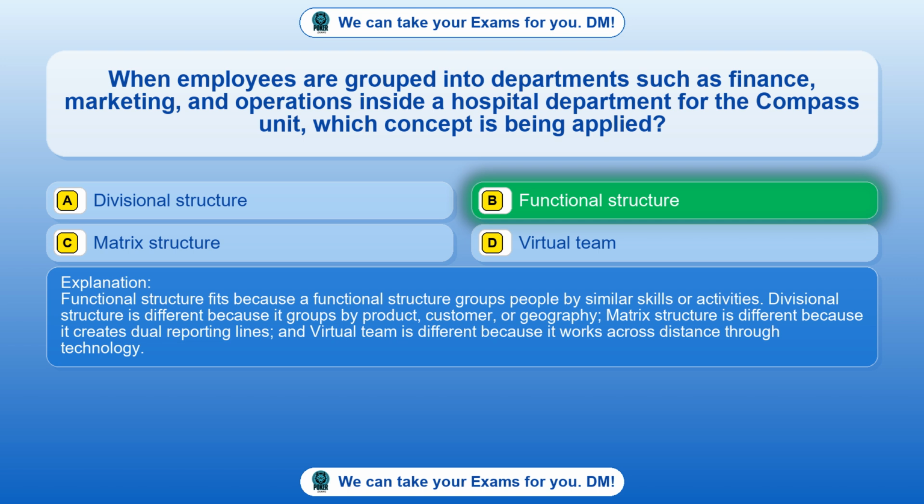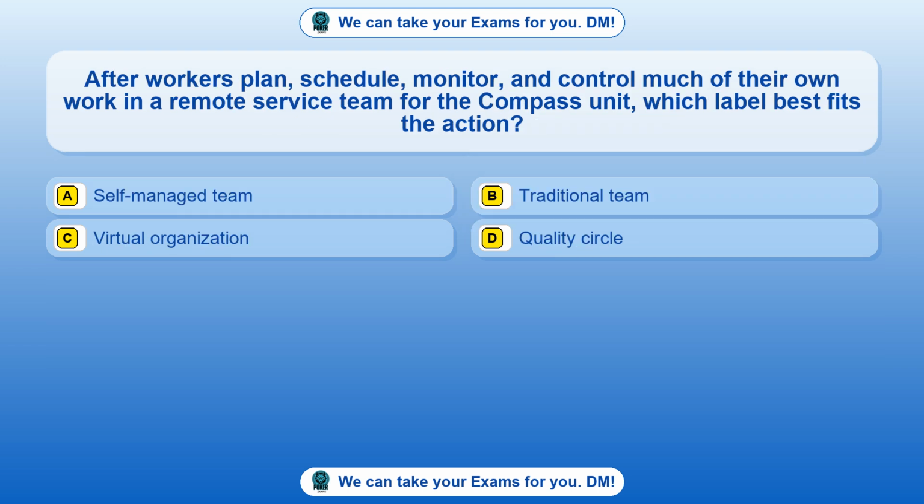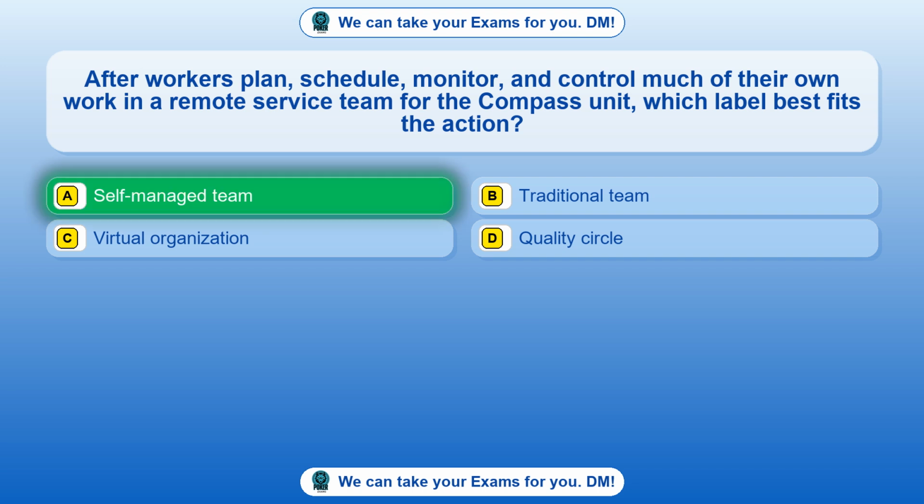Question 90. After workers plan, schedule, monitor, and control much of their own work in a remote service team for the Compass unit, which label best fits the action? Option A, self-managed team. Option B, traditional team. Option C, virtual organization. Option D, quality circle. The correct answer is option A, self-managed team.